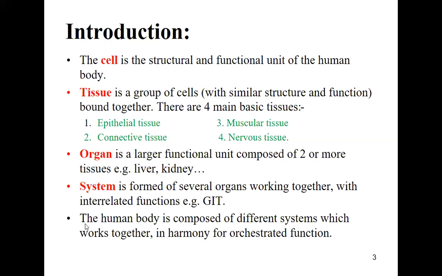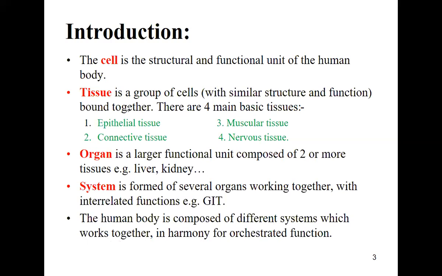Then the human body is composed of different systems. Finally, the whole human body is made up of many systems. As I gave the example, the respiratory system, the cardiovascular system, the urinary system. There are so many systems in our human body. All together, they act as a single structure. It is called the human body, composed of different systems which work together in harmony, in an orchestrated function, without any separation. That is called the human body.